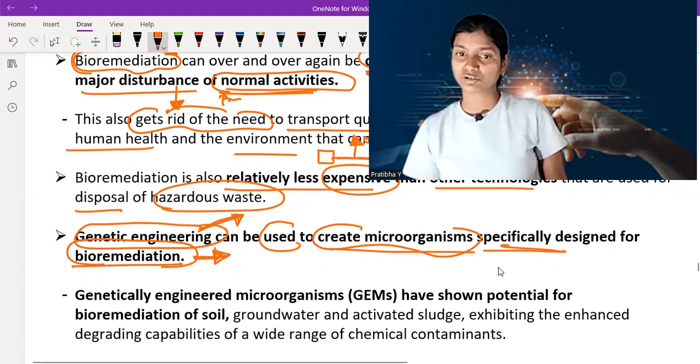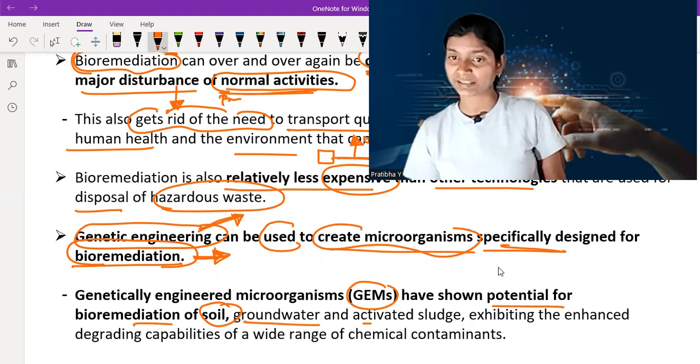Genetically engineered microorganisms, or simply called GEMs, have shown potential for bioremediation of soil, groundwater, and activated sludge, exhibiting the enhanced degrading capability of a wide range of chemical contaminants.